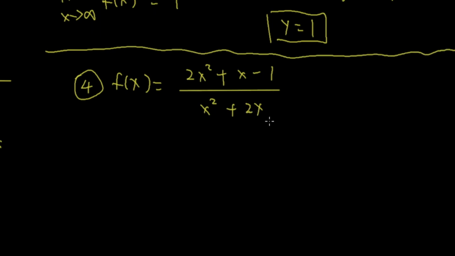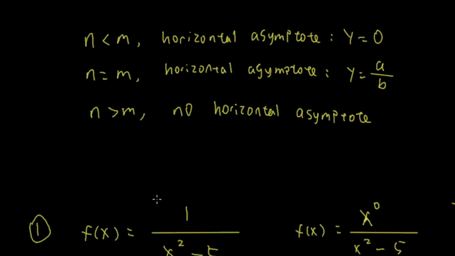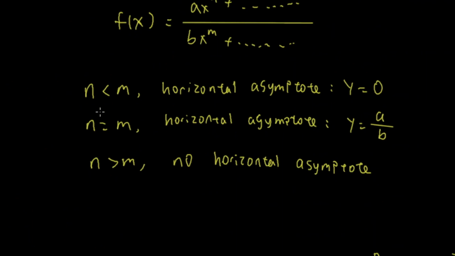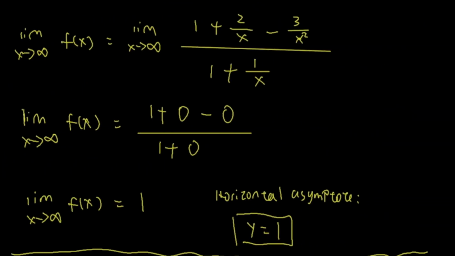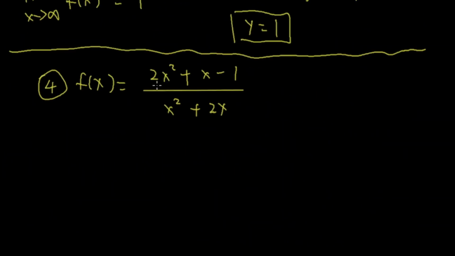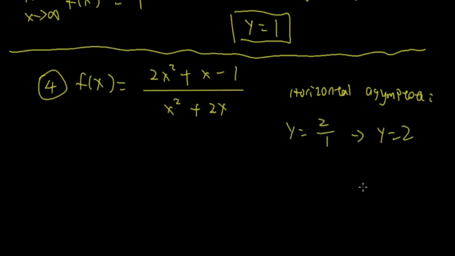Okay, so the highest degree of power in the numerator is 2, right? The highest degree of power in the denominator is also 2. According to the rule, it is this situation here, okay? n equals m. Then the horizontal asymptote is the leading coefficient divided by the leading coefficient. And in this case, it will be 2 over 1. So the horizontal asymptote is y equals 2 over 1, which is y equals 2.